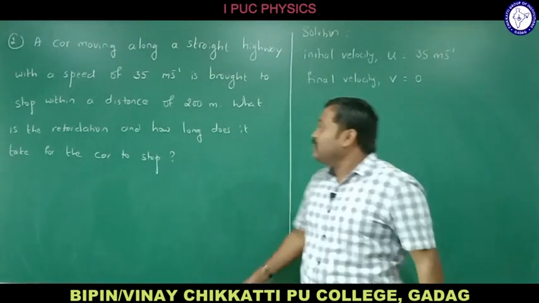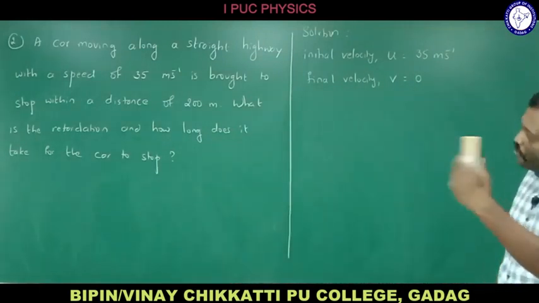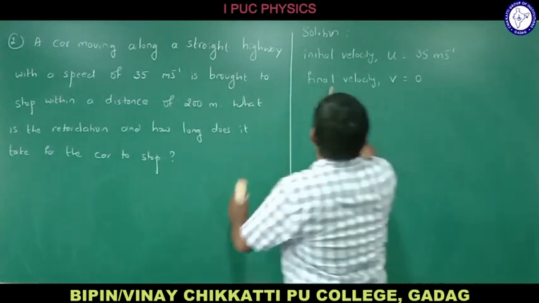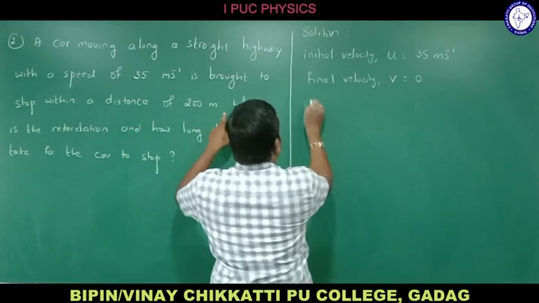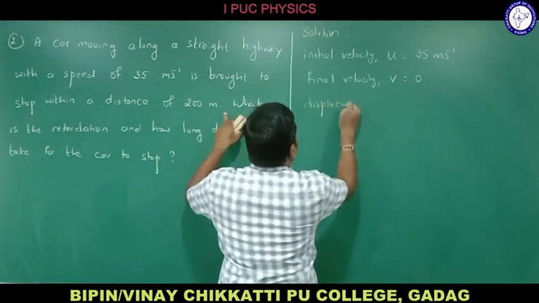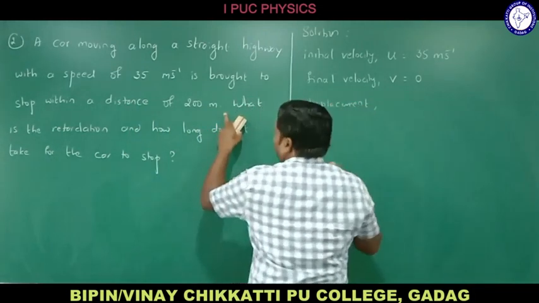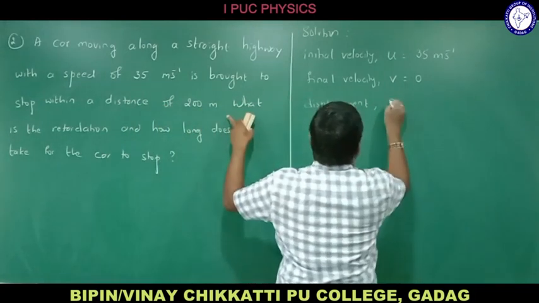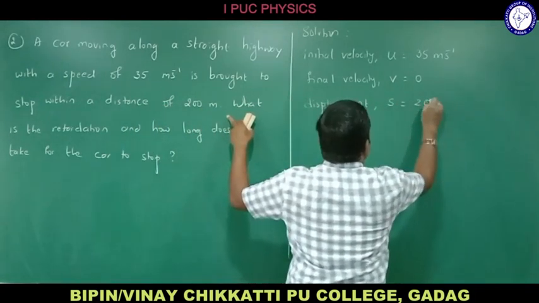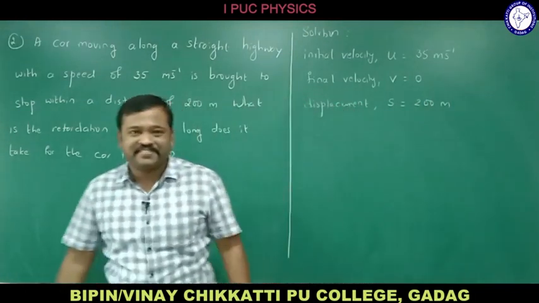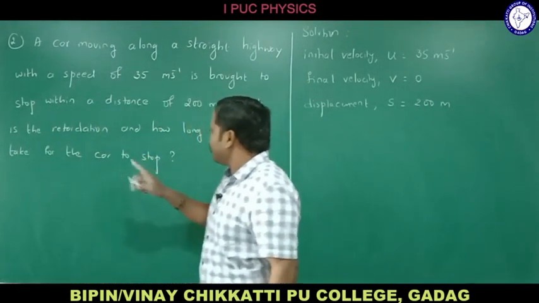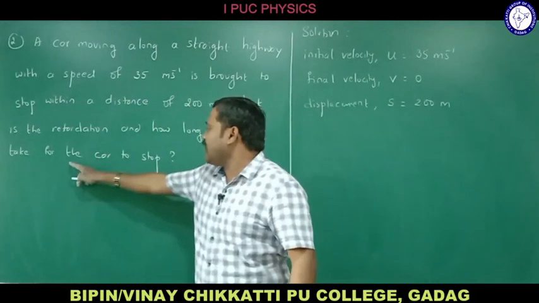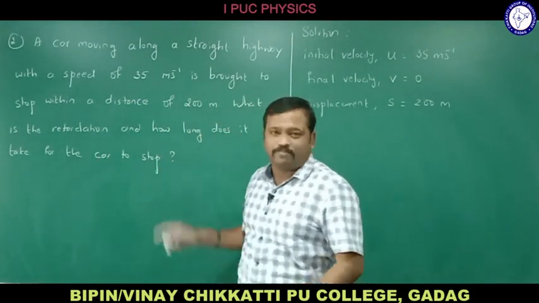This is the second problem in which the car was already moving, it is brought to rest, means final velocity is 0. Within a distance of 200 meter, this is nothing but displacement. Since it is moving in a straight line, the distance can be considered as displacement. So it is 200 meter. What is asked? What is its retardation, and how long does the car take to stop, that we need to calculate.